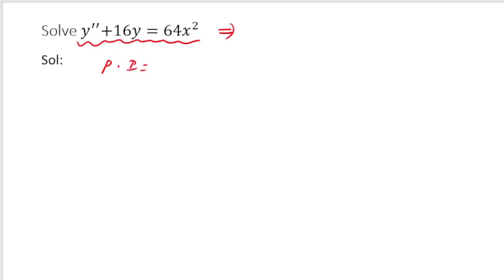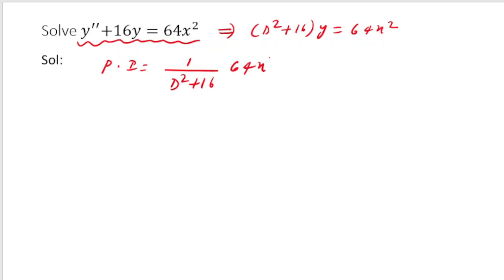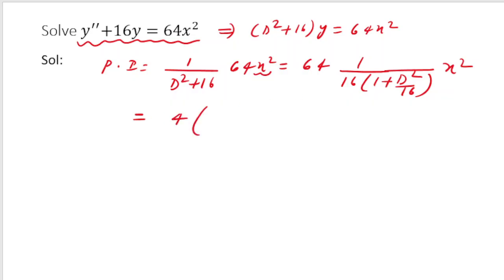So what is the operator form? The operator form is d square plus 16 y is equal to 64 x square. So I will write 1 by d square plus 16 of 64 x square. I can take 64 out of it, and since it is x square, I have to write it in the form of 1 plus minus something. So I write 16 common, and 1 by d square by 16, and that we have to operate on x square. So 64 by 16 becomes 4, and I will get 1 plus d square by 16 to the power minus 1 of x square.